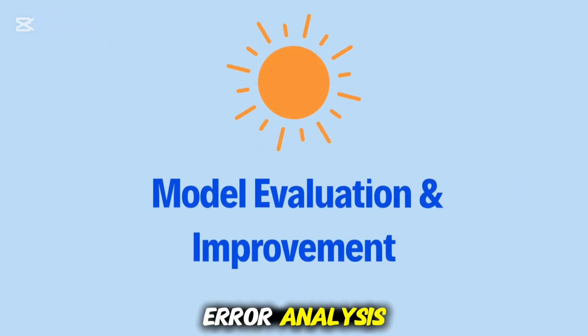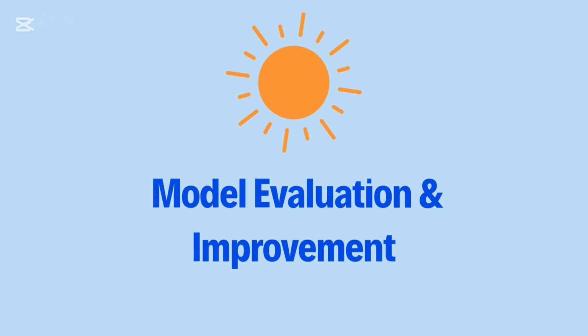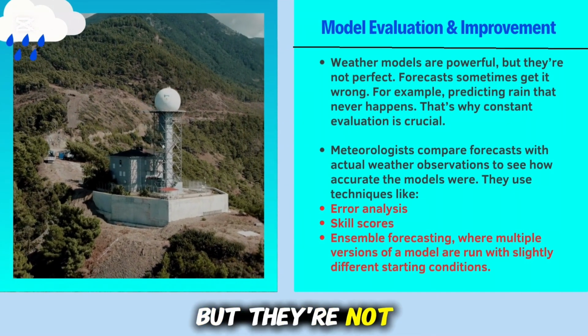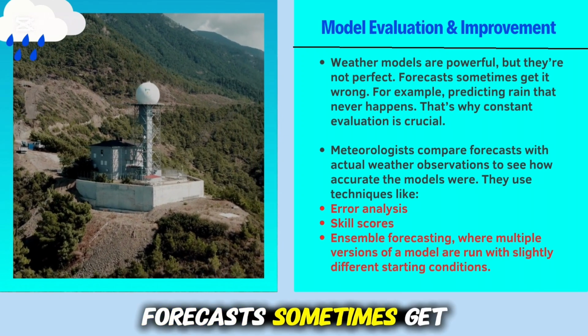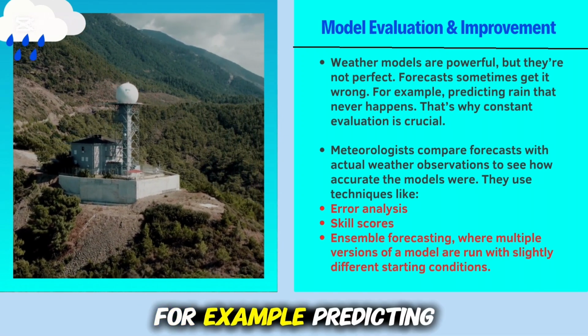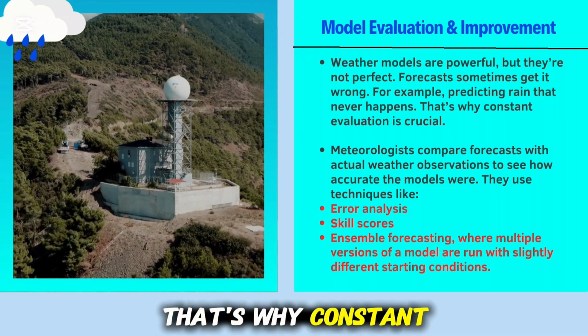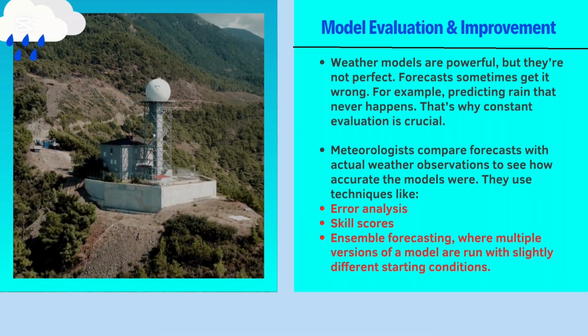Error analysis. Weather models are powerful, but they're not perfect. Forecasts sometimes get it wrong. For example, predicting rain that never happens. That's why constant evaluation is crucial.